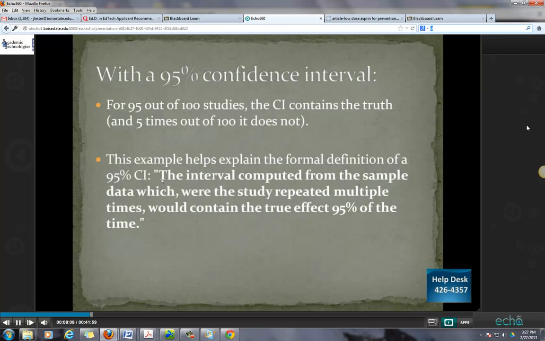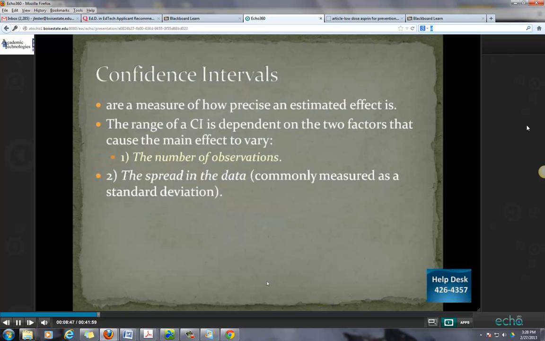Okay, so here's the real clear definition then. The interval is computed from the sample data, so we take the data that's collected, and if the study were repeated multiple times, it would contain the true effect 95% of the time. So confidence intervals are a range. If I repeated this study multiple times, with 95% accuracy the true effect of this intervention would fall within that range. So confidence intervals are a measure of how precise an estimated effect is.